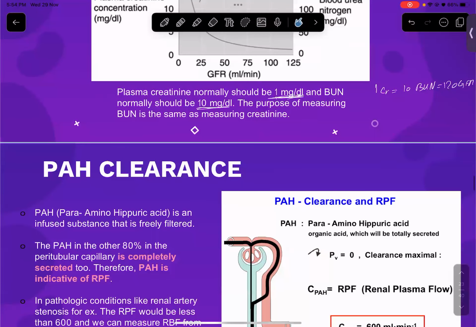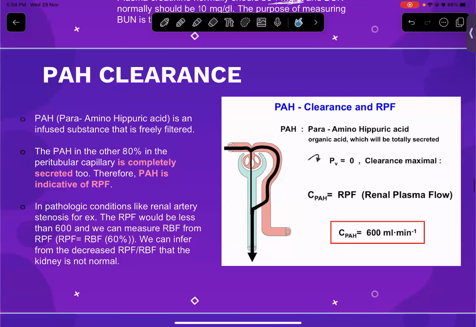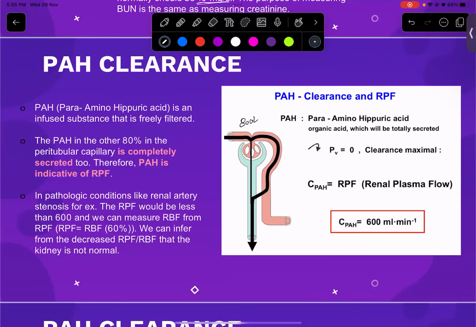Now we move on to PAH, which is para-aminohippuric acid. It is an infused substance, so it's not really an endogenous substance; you infuse it. But the thing about it is that it's freely filtered. We know we have 800 liters of blood, 120 of which is being filtered, and then 99%, which is 179, is being reabsorbed.